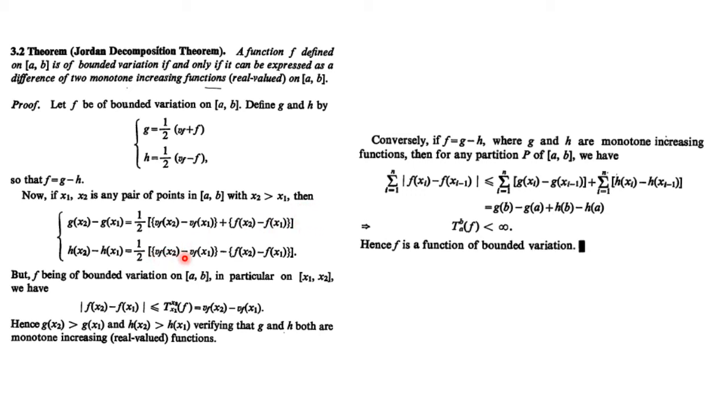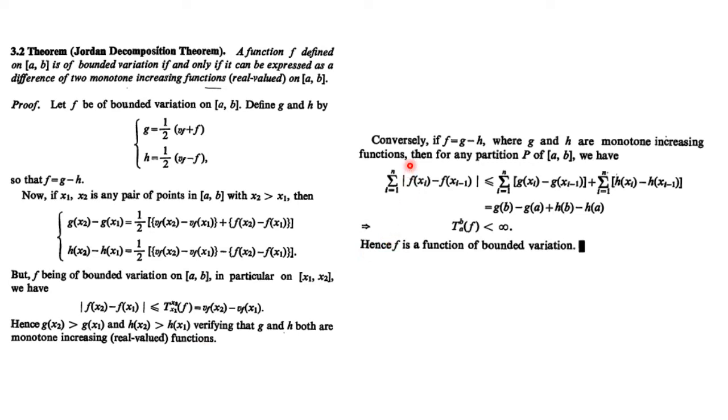Similarly in h, since this number is greater than or equal to this number, and this number is positive also, again with the same concept we get this is greater than or equal to 0. So this being greater than or equal to 0 means g(x2) is greater than or equal to g(x1), and this being greater than or equal to 0 means h(x2) is greater than or equal to h(x1). So this implies that g and h both are monotone increasing real valued functions.